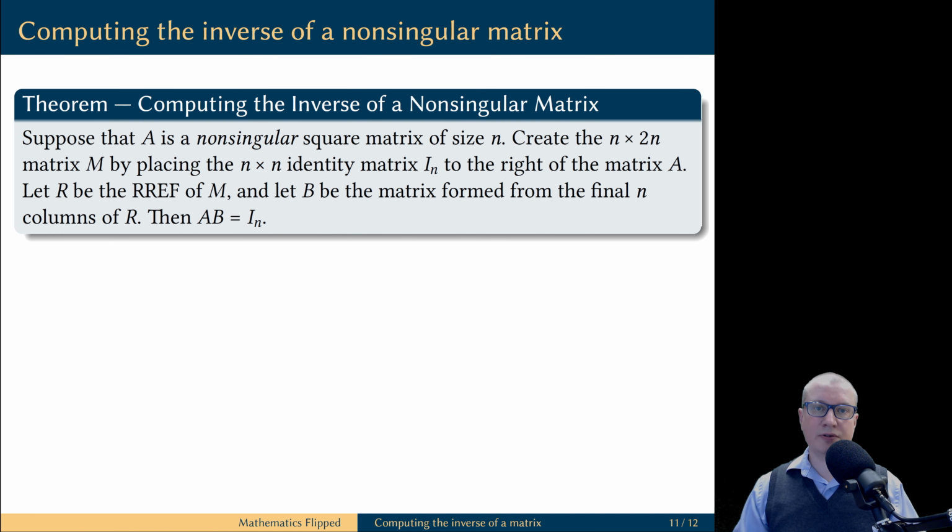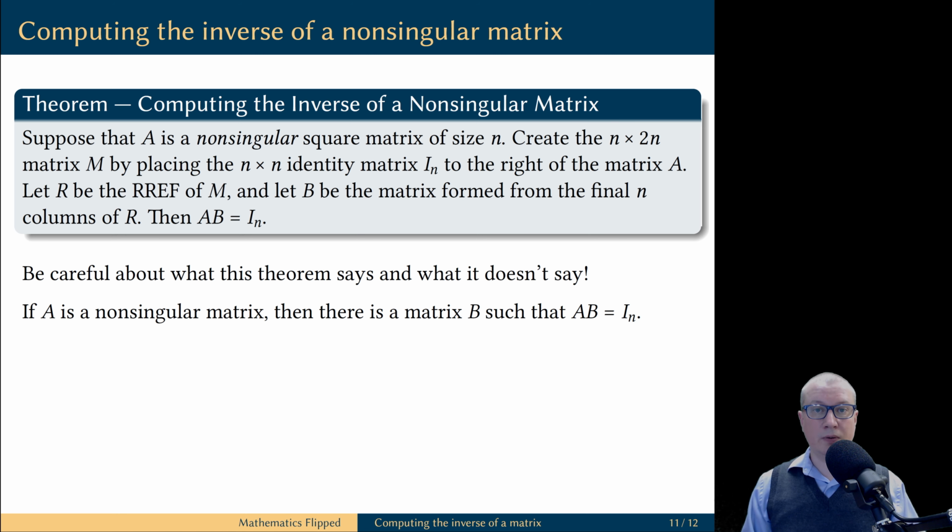Now, let's summarize what we just discovered. Suppose we start with a non-singular matrix A of size n. Then we can construct a matrix of size n by 2n by placing the identity matrix as extra columns. We reduce this big matrix M to the reduced row echelon form, and then if we denote the right half of the reduced matrix by matrix B, then the matrix A multiplied by the matrix B is equal to the identity matrix.